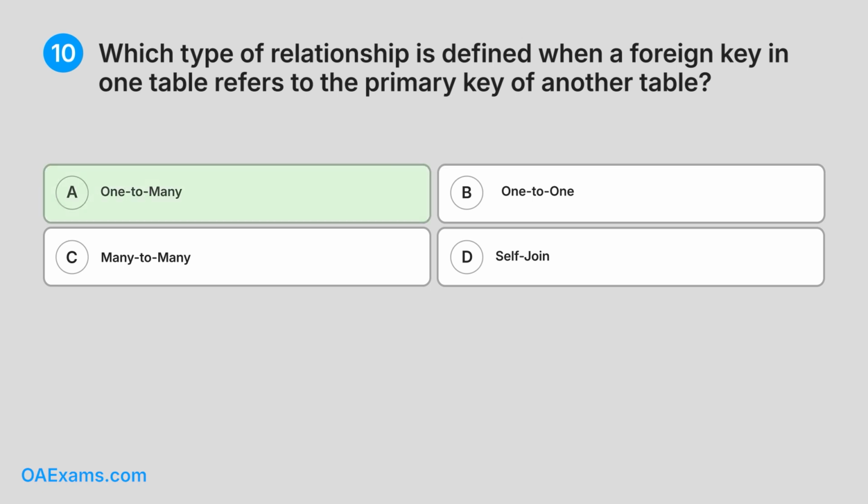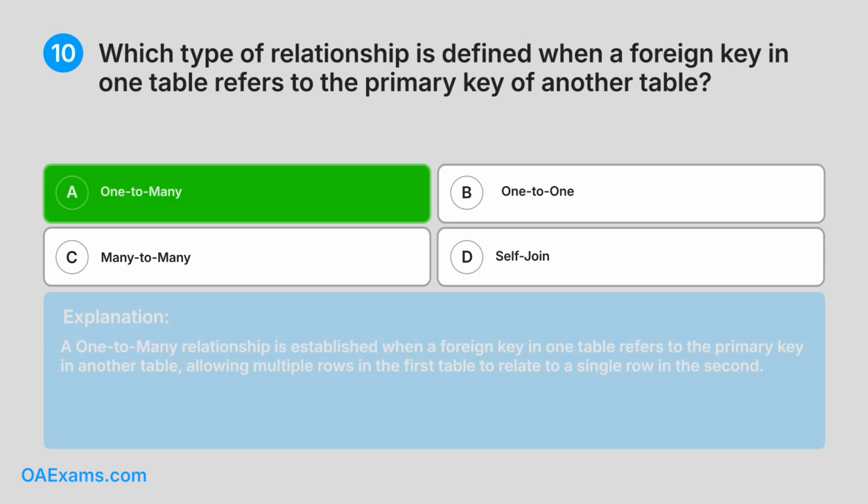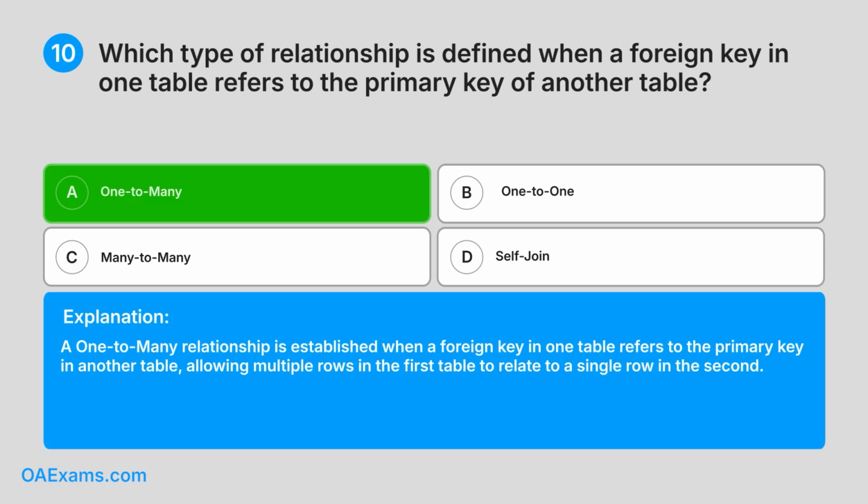Correct answer. A. One-to-many. Explanation. A one-to-many relationship is established when a foreign key in one table refers to the primary key in another table, allowing multiple rows in the first table to relate to a single row in the second.